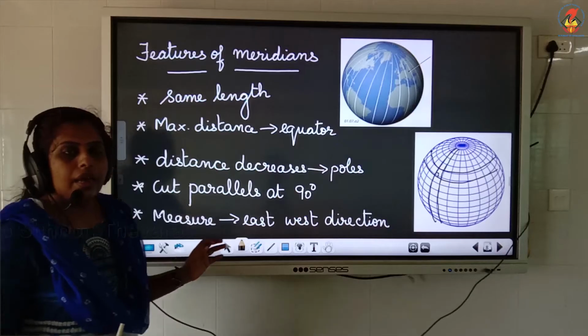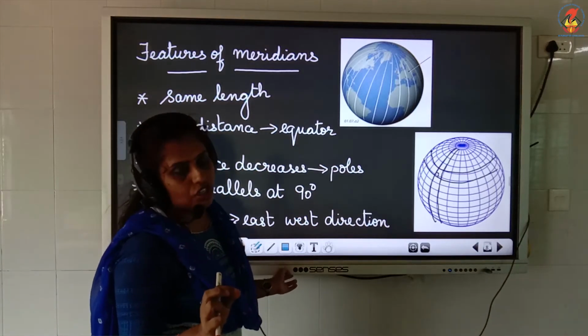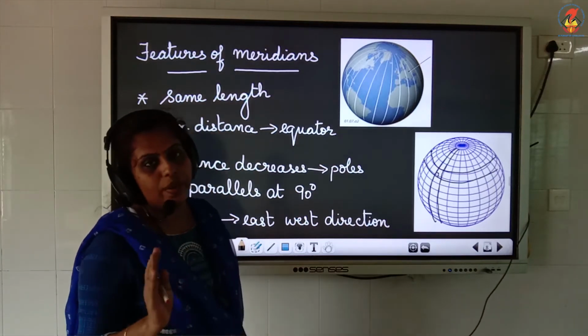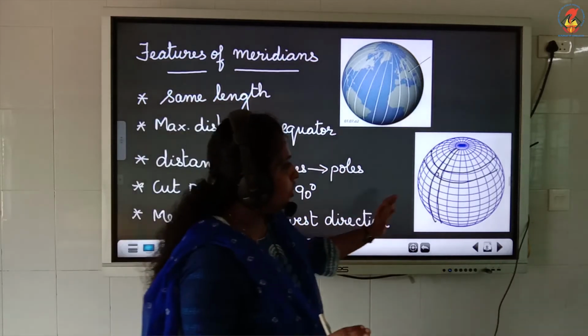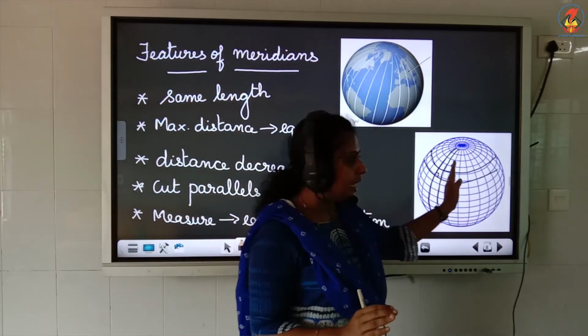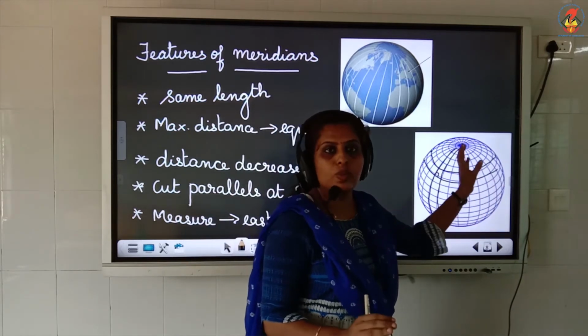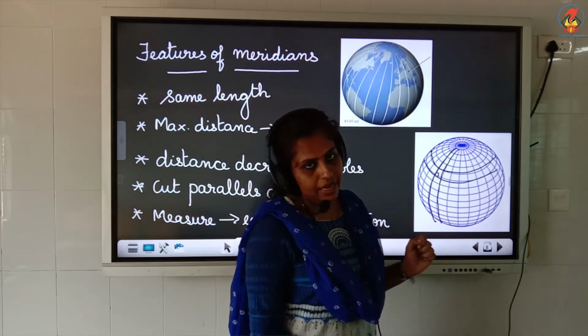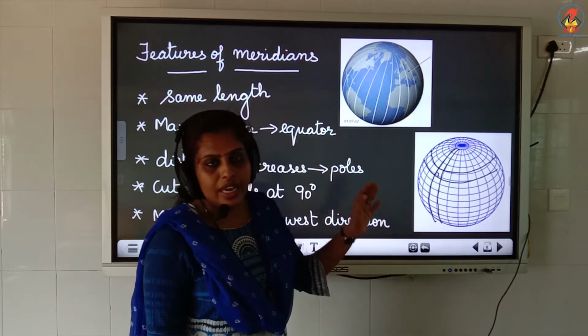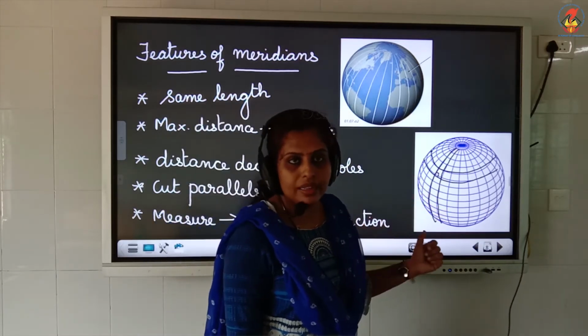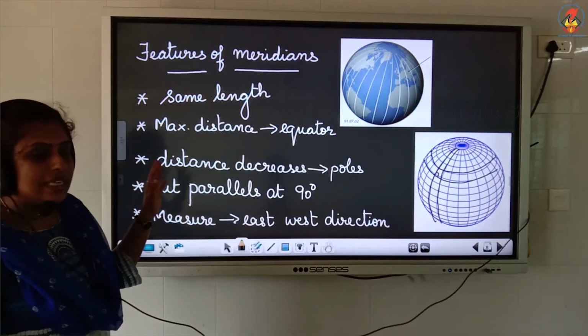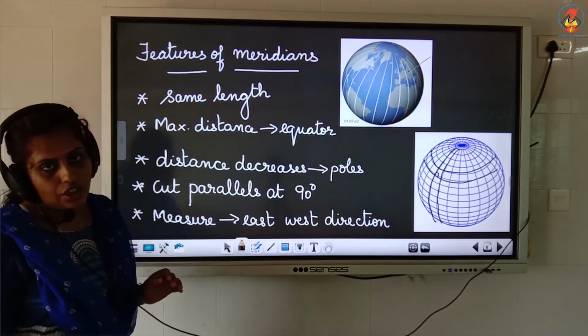Okay. Meridians are used to measure the distance in the east-west direction. This is the east side and this is the west side. So we find out the distance with the help of the meridians. The distances to the east and west are measured by the meridians. So these are the 5 features of meridians.